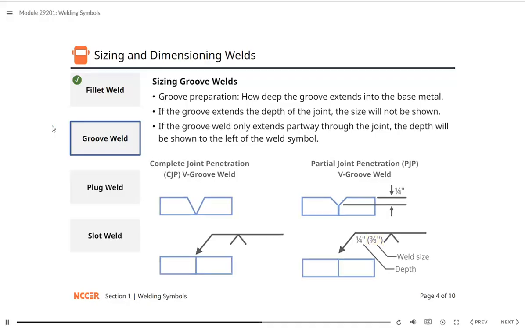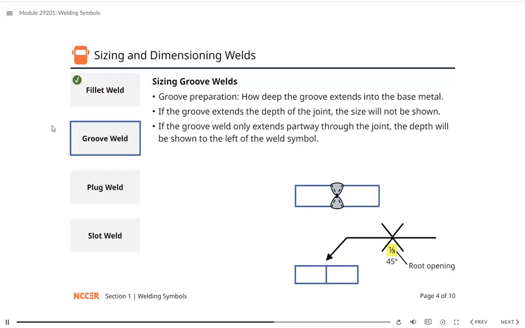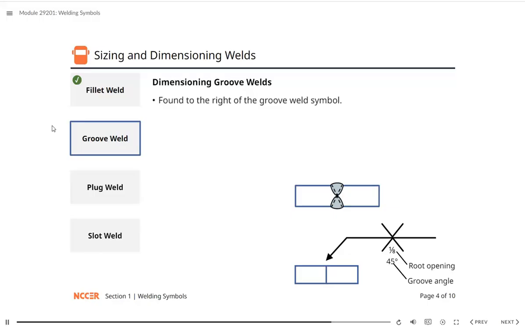If a root opening is required, the root opening dimension will be found within the symbol. Above or below the welding symbol, the angle for the type of groove can be found. The dimension of the groove weld will be found to the right of the groove weld symbol. If the weld extends the full length of the joint, there will be no dimension shown to the right of the weld symbol.